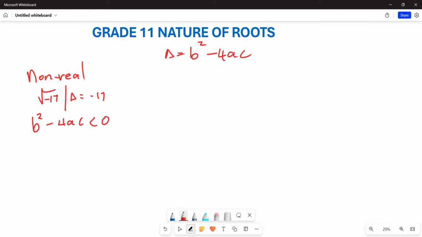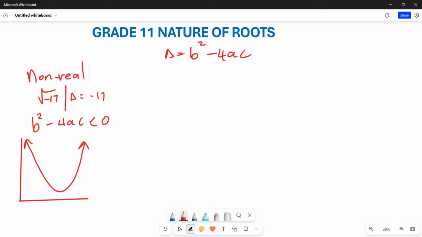Now, graphically, if you had to plot your graph, a graph with non-real roots is not going to have an x-intercept, right? Your graph that is non-real is not going to have an intercept. So that is going to be your graph that is non-real.